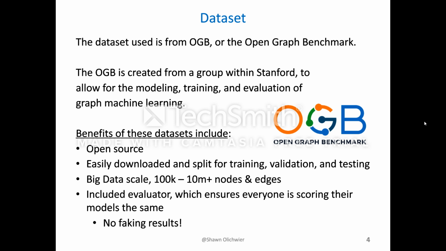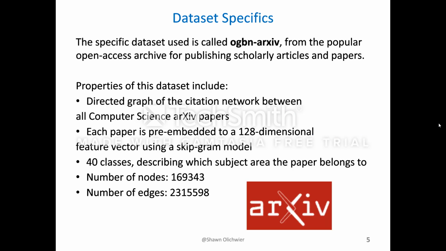And another great benefit is the OGB package has an included evaluator. So you load in your model, you train your model, and then you use an OGB evaluator that evaluates all of the models essentially the same if they're all using the API. There's no faking results. There's no, I'm doing 10% better than the rest of the best in field, right? If the evaluator is consistent, then we're getting consistent testing results on our data set.